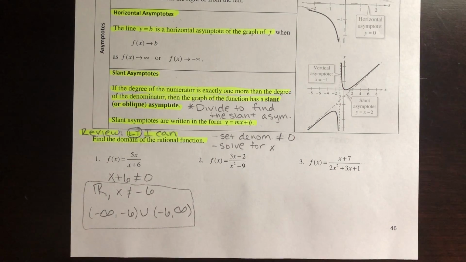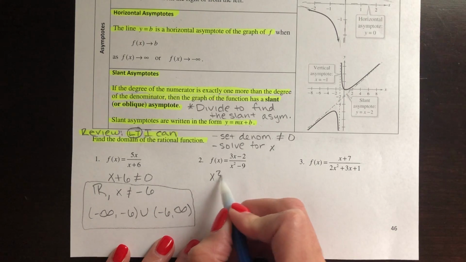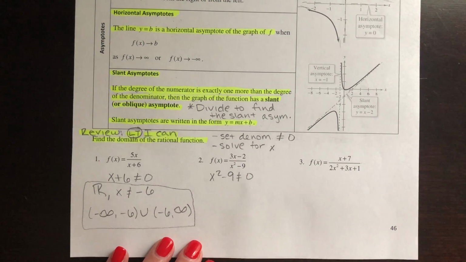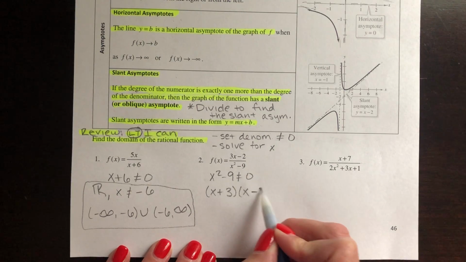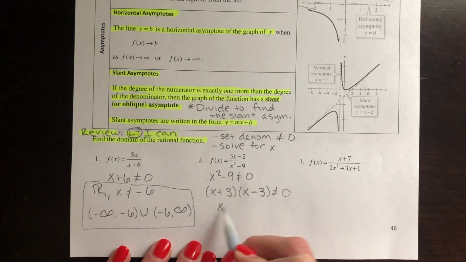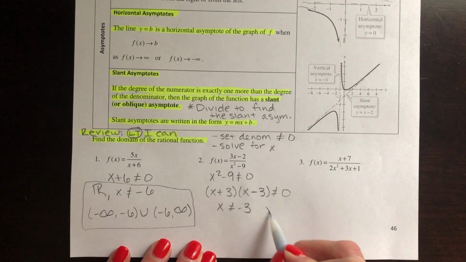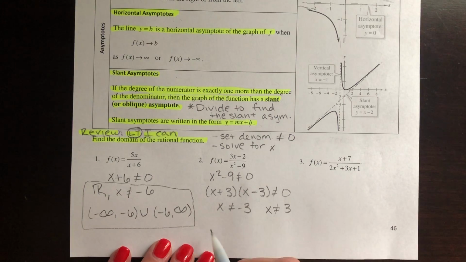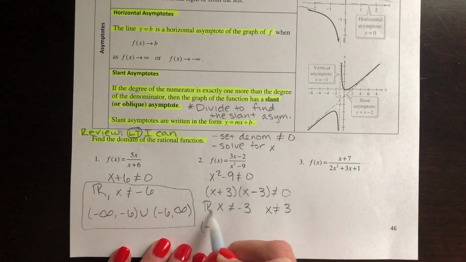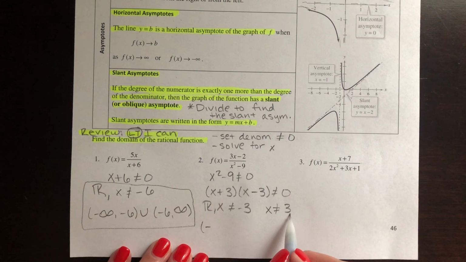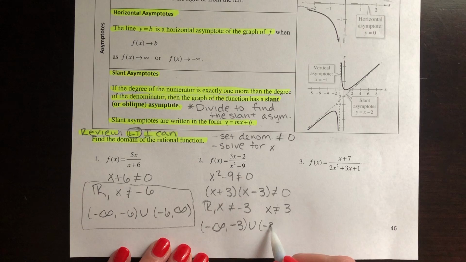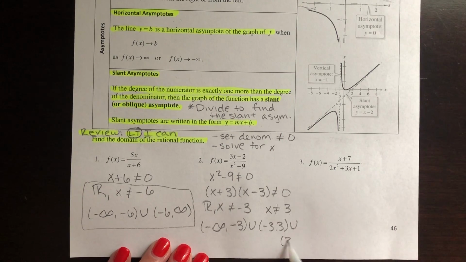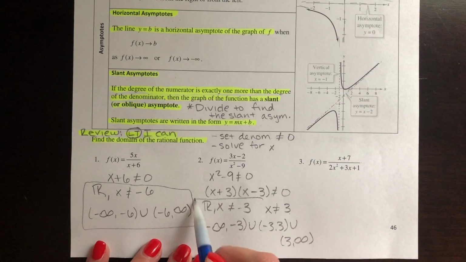Okay, pause the video, try the other two on your own. Let's take a look at those. So set the denominator not equal to 0. This one you're going to have to factor. It's a difference of squares. So x cannot be negative 3, x cannot be positive 3. In interval notation, all the reals except for negative 3 and 3: negative infinity to negative 3, negative 3 to 3, and then 3 to positive infinity.